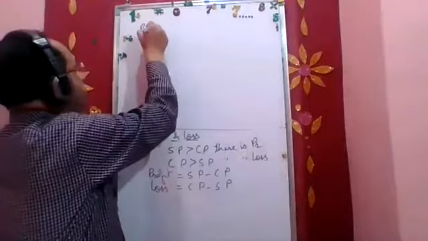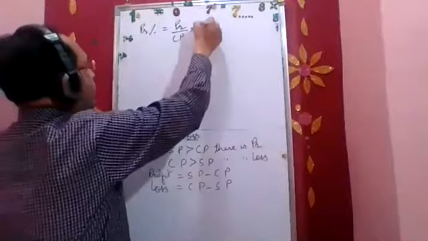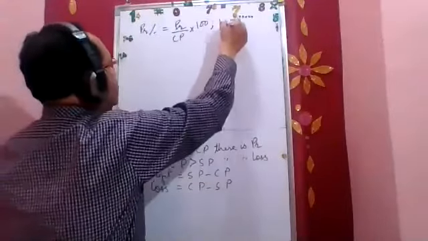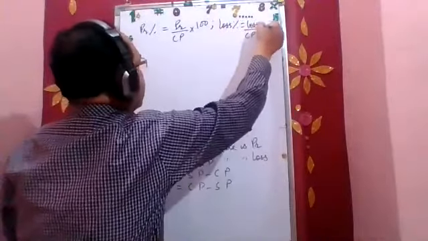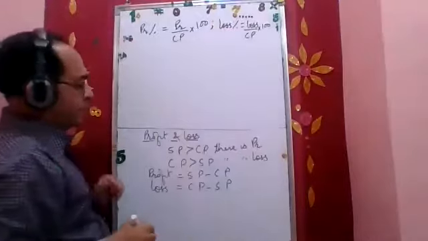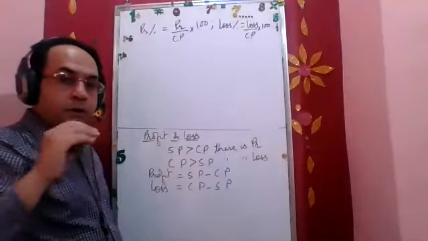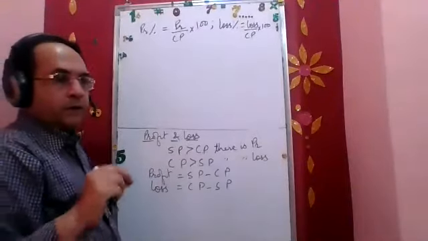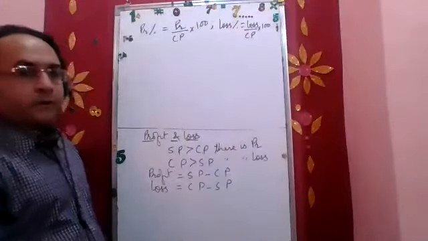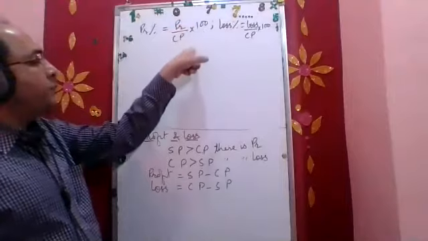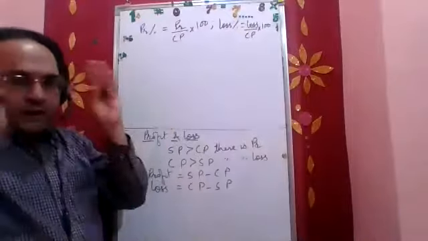Now I'll write the profit percent and loss percent formulae. Profit percent is profit upon cost price multiplied by 100, and loss percent is equal to loss upon cost price multiplied by 100. These are the two formulas. Actually, there are plenty of formulae, but if you learn the method of how it comes, you see the only difference is that profit percent has profit upon cost price and loss percent has loss upon cost price. So these two formulae have to be learned together.